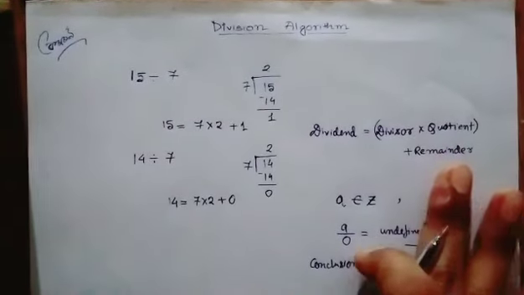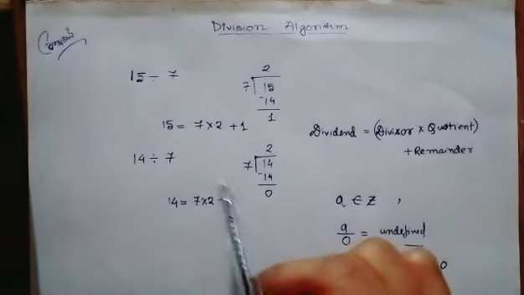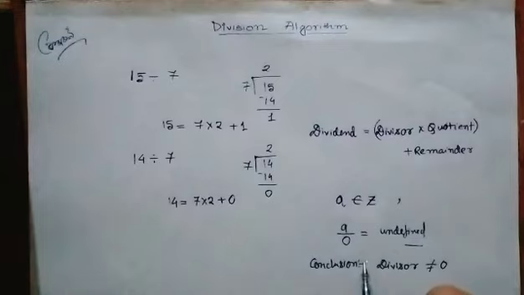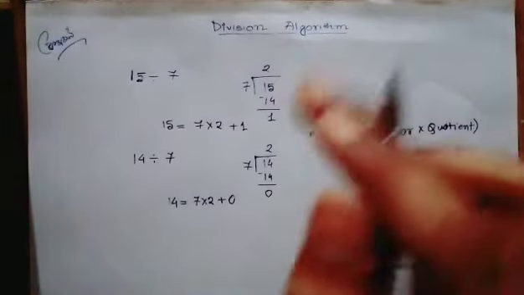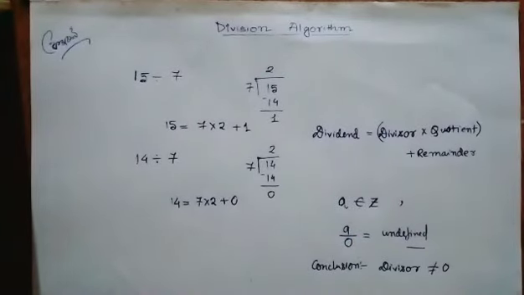So from this we conclude that when you divide any integer by any other integer, and that divisor is not equal to 0, you get a quotient and along with that a remainder. That remainder can be 0, like in this case, or it can be any other integer. With this idea, the first theorem of the division algorithm can be stated.